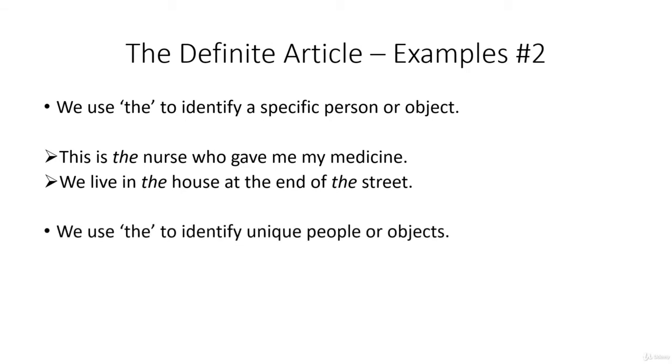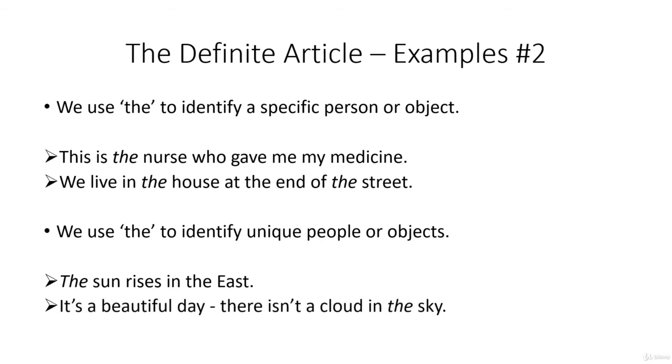And we use "the" to identify unique people or objects. The sun rises in the east. There's only one sun in our solar system anyway. It's a beautiful day. There isn't a cloud in the sky. Again, it's just one sky up there. That's why it's referred to uniquely as the sky.